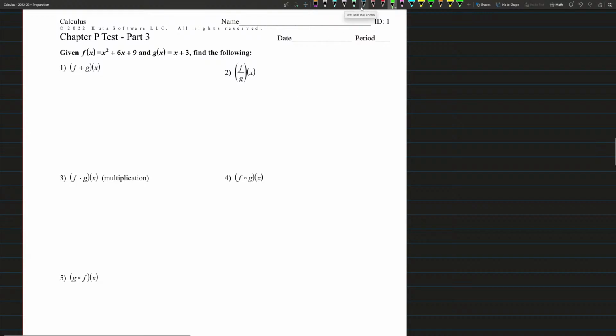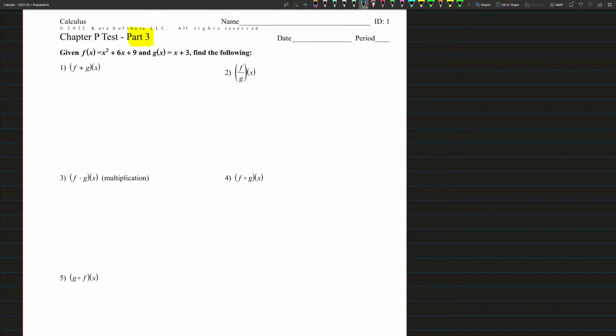All right, so part 2, it says part 3, but that's fine. Don't worry about that. It's going to be the second part. This is function composition and combination. All we're doing is adding and subtracting and multiplying and dividing functions with each other, and then we're going to compose them in number 4 and 5.